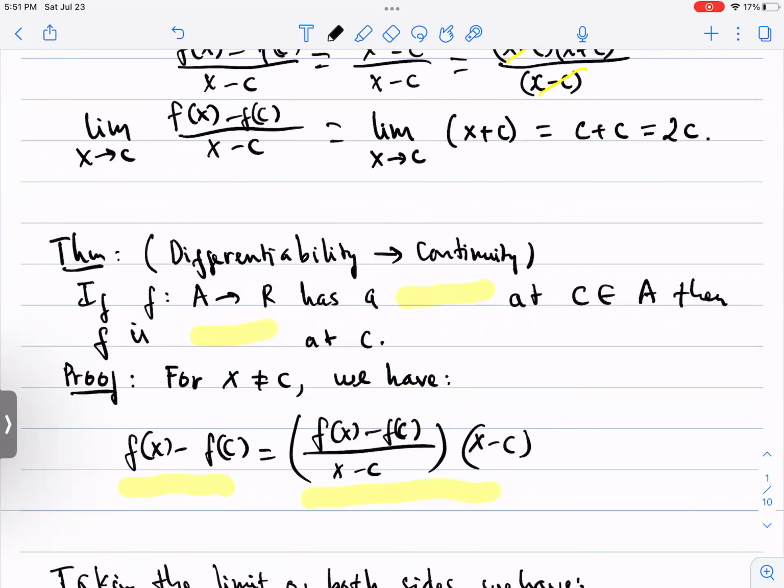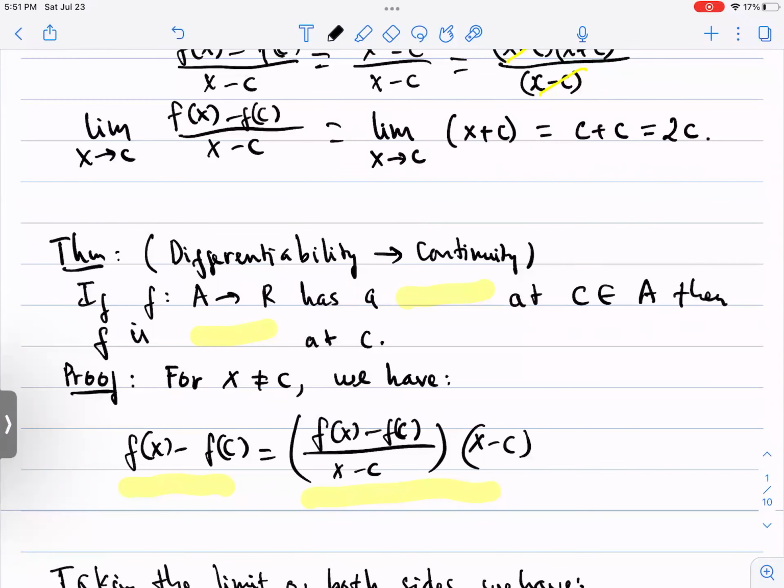The following theorem is very, very important because it essentially relates the two fundamental concepts we learned in this class, differentiability and continuity. Recall that continuity can also be interpreted as a statement about limits. So it's not surprising that these two notions are related to each other. But how are they related to each other? Well, we have the following theorem.